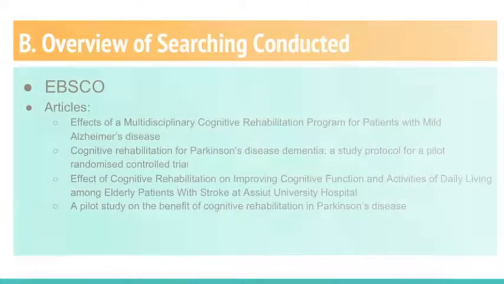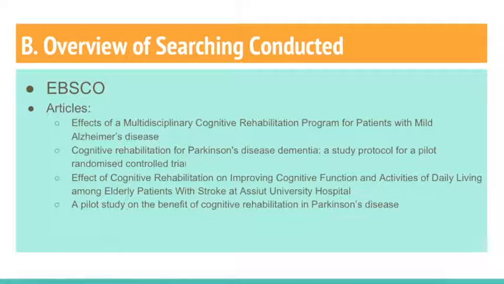The group utilized EBSCO in finding the following articles. First is Effects of a Multidisciplinary Cognitive Rehabilitation Program for Patients with Mild Alzheimer's Disease. Second is Cognitive Rehabilitation for Parkinson's Disease Dementia: A Study Protocol for a Pilot Randomized Controlled Trial. Third is The Effect of Cognitive Rehabilitation on Improving Cognitive Function and Activities of Daily Living among Elderly Patients with Stroke at Asyut University Hospital. Lastly, A Pilot Study on the Benefit of Cognitive Rehabilitation in Parkinson's Disease.